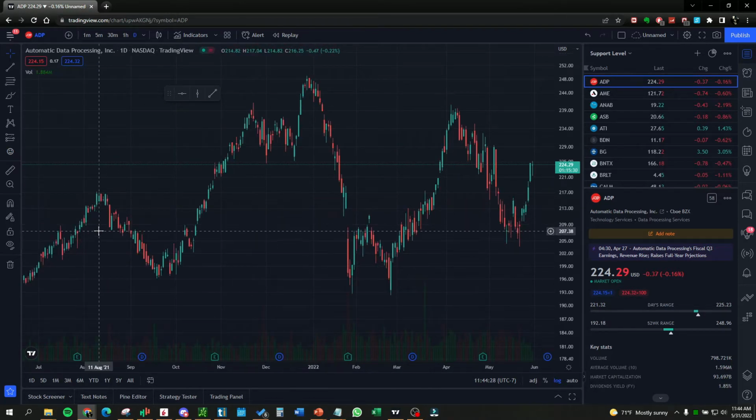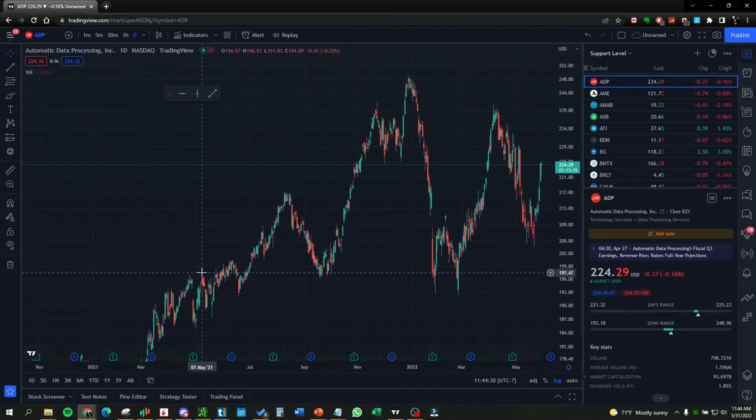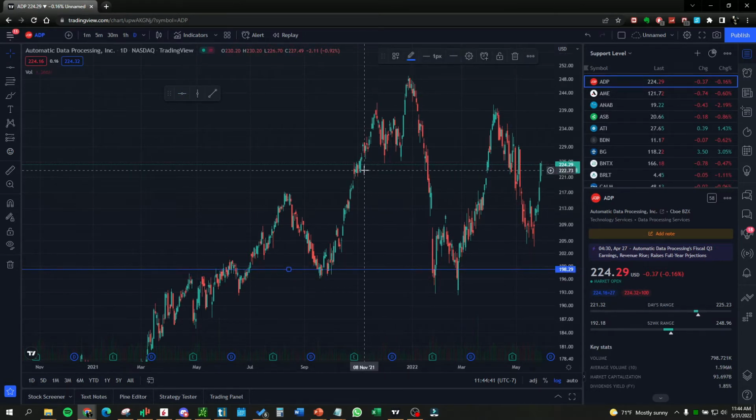I see this is one spot. So I'm gonna go ahead and put one right here. Move it up a little bit. This is another spot. I'm gonna go ahead and put this right here. And that's it. Just the relevant areas of support.